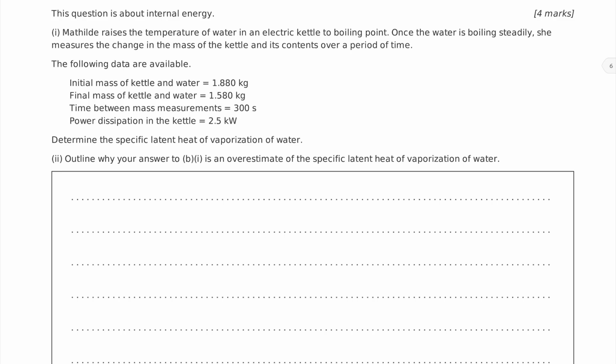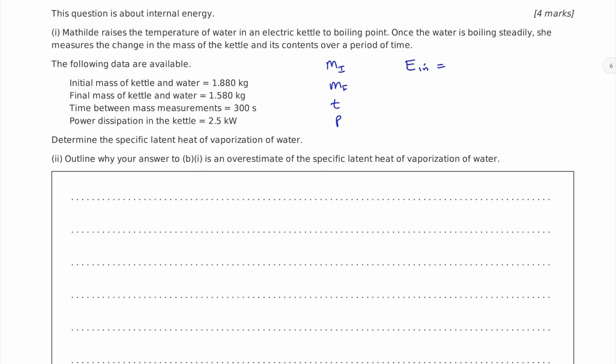This question is about internal energy. Mathilde raises the temperature of water in an electric kettle to boiling point. Once the water is boiling steadily, she measures the change in mass of the kettle and its contents over a period of time. So we're now looking at latent heat of fusion, latent heat of vaporization. And there's some data here. So what we have is initial mass, final mass, time, and power. And we know there's going to be energy that goes into the system that causes the water to boil and float away as a gas.